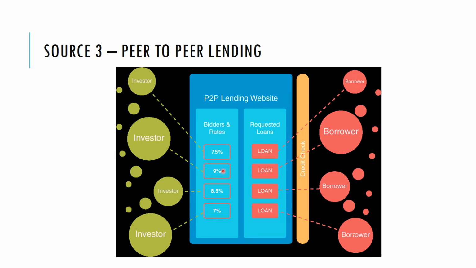And they will offer the rate of interest that they are willing to give with that loan. The borrower can then select the investor who offers the lower rate of interest. So in this example, it will be the investor who offers 7% is most likely to be selected, and then that money will be transferred to the borrower and that loan will be taking place.